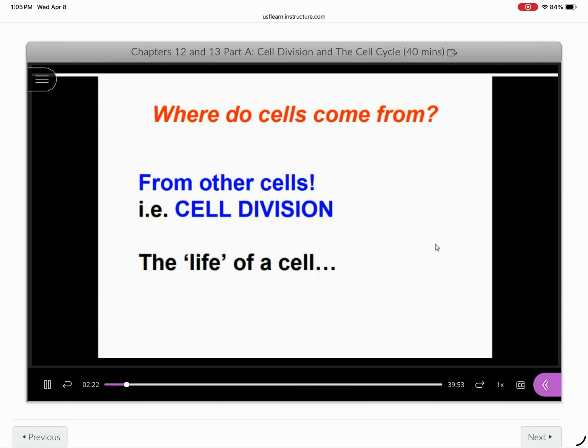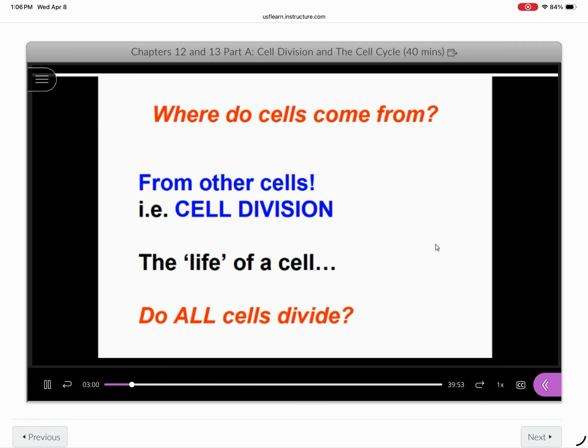We can think of the life of a cell as being formed by cell division. Then that cell grows and divides itself, right? So that cycle, if you will, beginning with the birth of the cell from cell division, growth, and cell division, that would be, we could say, the life of a cell.